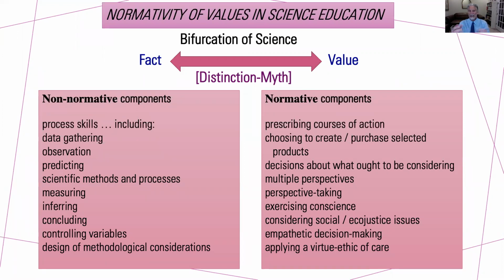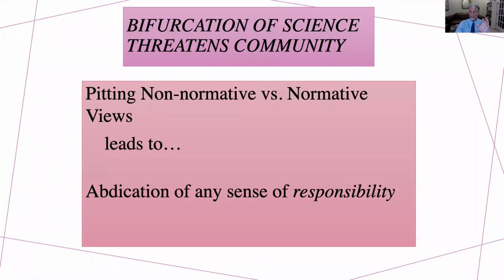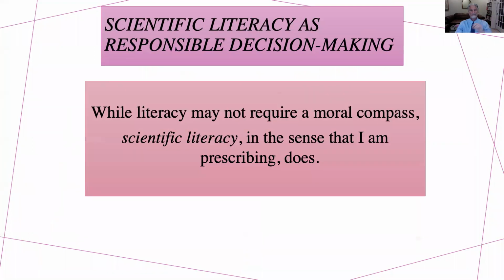And so I think this fact-value distinction is an artificial distinction. It's been an artificial divorce. And it's pitted these non-normative components against the normative components. And I think that the danger is that it leads to an abdication of any sense of personal responsibility if you're only operating in that non-normative sphere. So scientific literacy, as I envision it, is a sense of responsible decision-making.